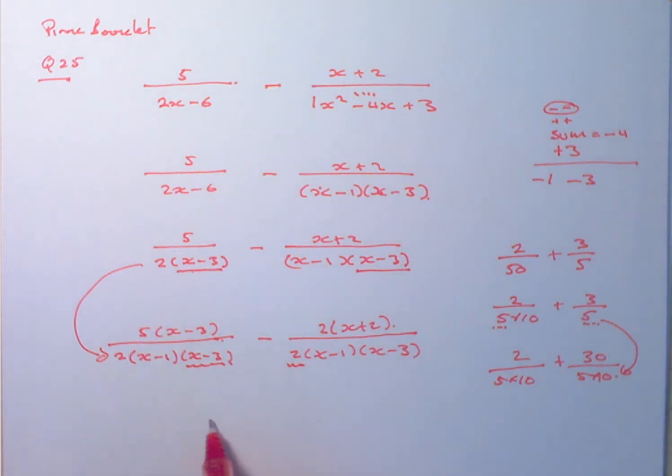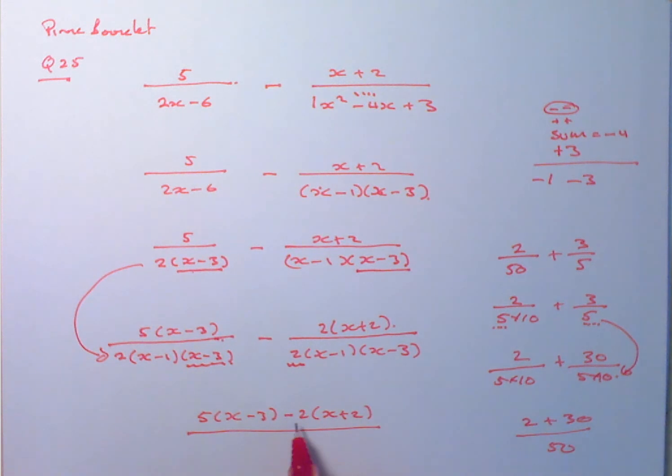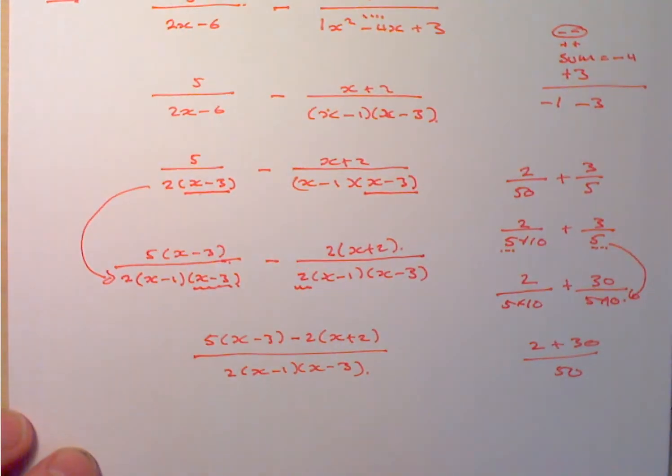Now, just like here, where I can go 2 plus 30 over 50, I can now do 5x minus 3 minus 2x plus 2. Don't be tempted to multiply this one out straight away, because by not doing so, this numerator is going to be a bit easier to calculate. So I get 2x minus 1, x minus 3. Then I'm going to multiply out the top, so that gives me this times this, which is 5x minus 15, minus 2x, and minus 4.